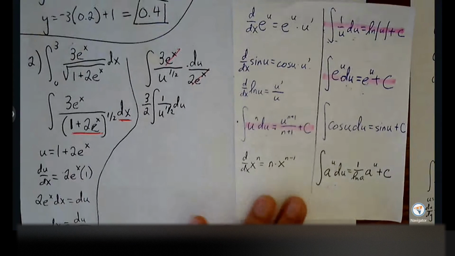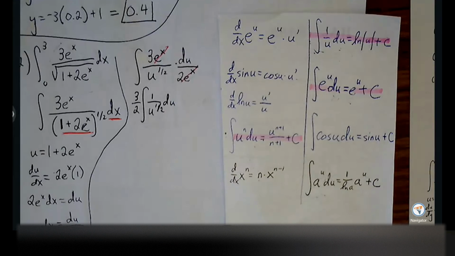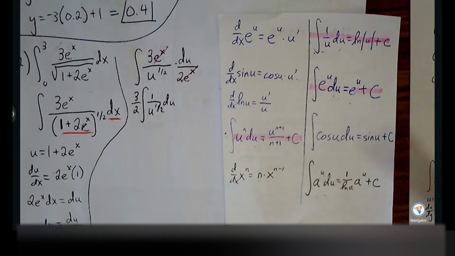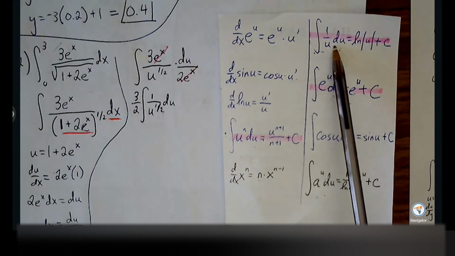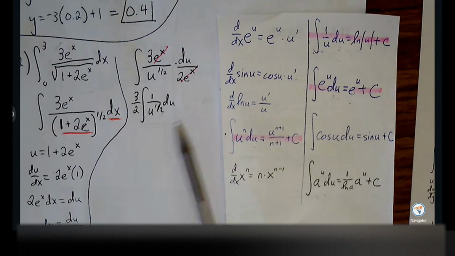All right, so what rule do we use for this? Natural log? It looks like natural log, but it's not quite it. Do you know why? The 1/2? Yeah, that 1/2. We only use this if it's u to the first power in the denominator. It's got to be very specific. So how do we handle u that is not to the first power?